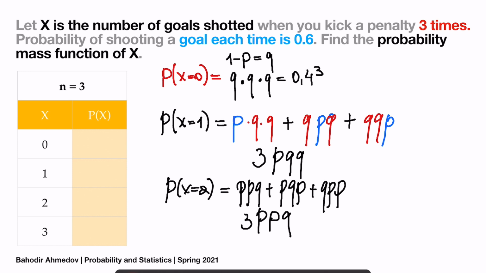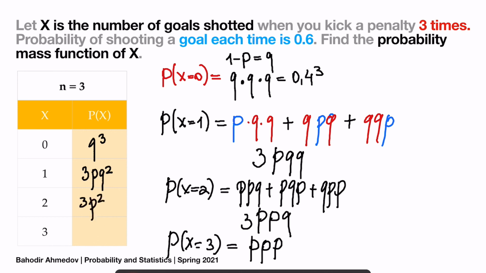Okay, and the probability of x equal to 3 is going to be only one case, there is only one case when we're going to multiply p, p, and p. Okay, and the number of the rearrangements of the 3 p's is just simply 1. So we can simply fill out here, it's going to be q cubed, 3p q squared, 3p squared q, and p cubed. Again, the only question is how to get the 3. Okay? Or what does it mean, the 3?